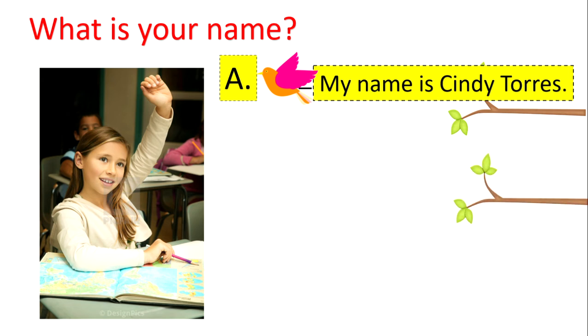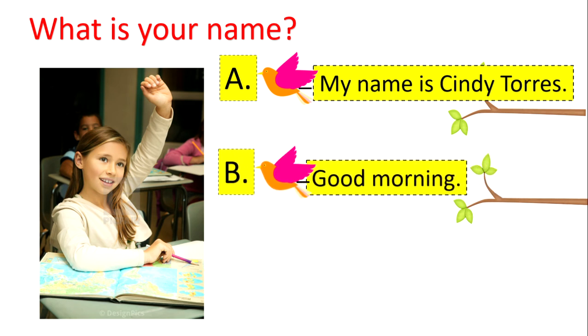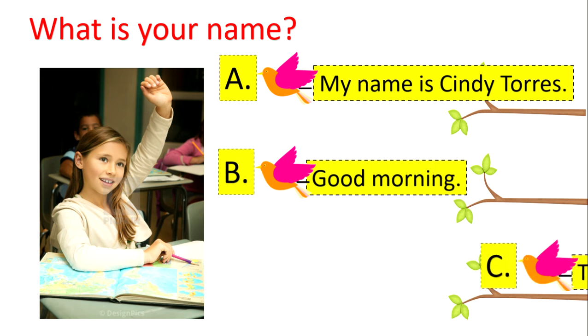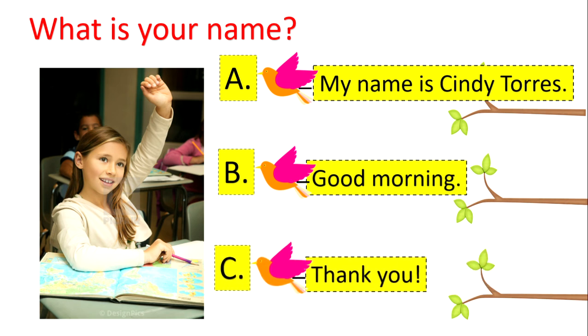Or is it B, good morning? Or is it C, thank you? Okay, can you tell me what is the best answer? Okay, the correct answer is letter A. My name is Cindy Torres. What is your name? The best answer is, my name is Cindy Torres.